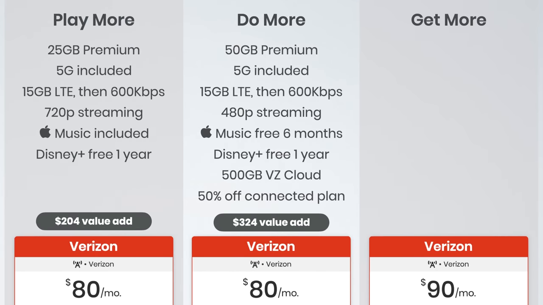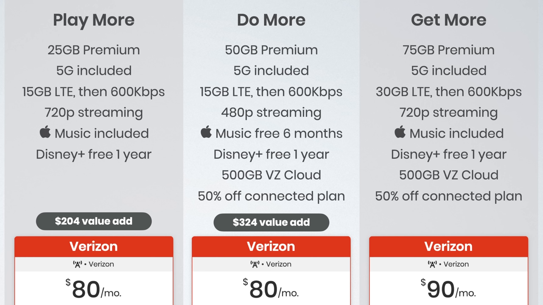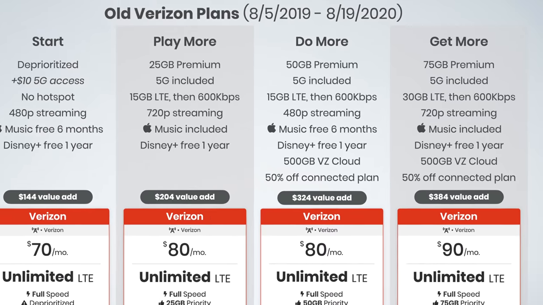And finally, Verizon had their most premium plan available, their Get More Unlimited plan, for $90 per month. This plan included an impressive 75 gigs of premium data, 5G access, 30 gigabytes of LTE hotspot data, and then unlimited hotspot data at 600 kilobits per second, up to 720p video streaming, an Apple Music subscription included for free, Disney Plus included for free for 1 year, 500 gigabytes of Verizon cloud storage, and 50% off a connected device plan. The total value of these add-ons was an impressive $384 over the course of 1 year.